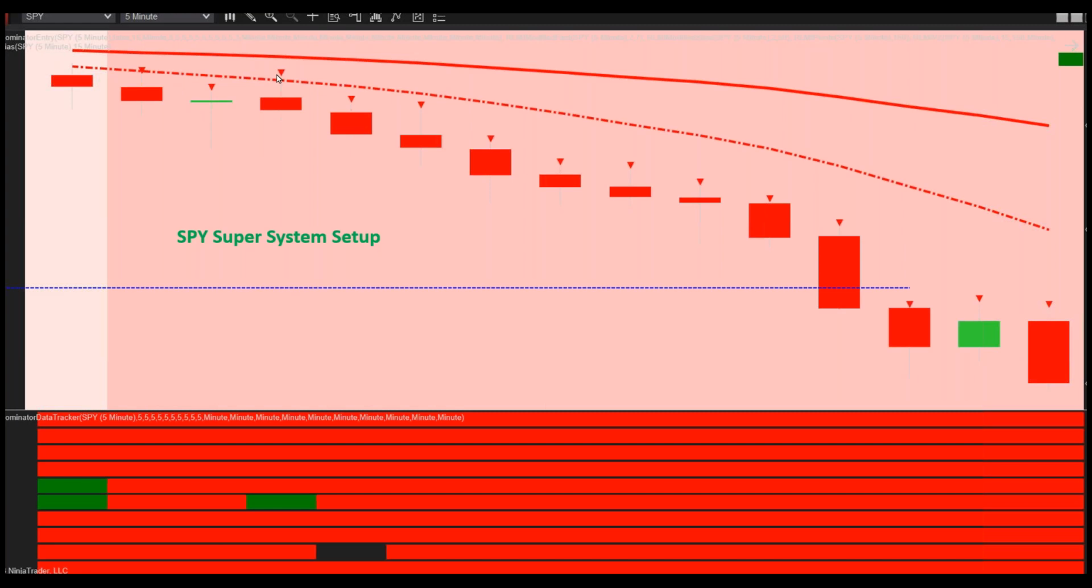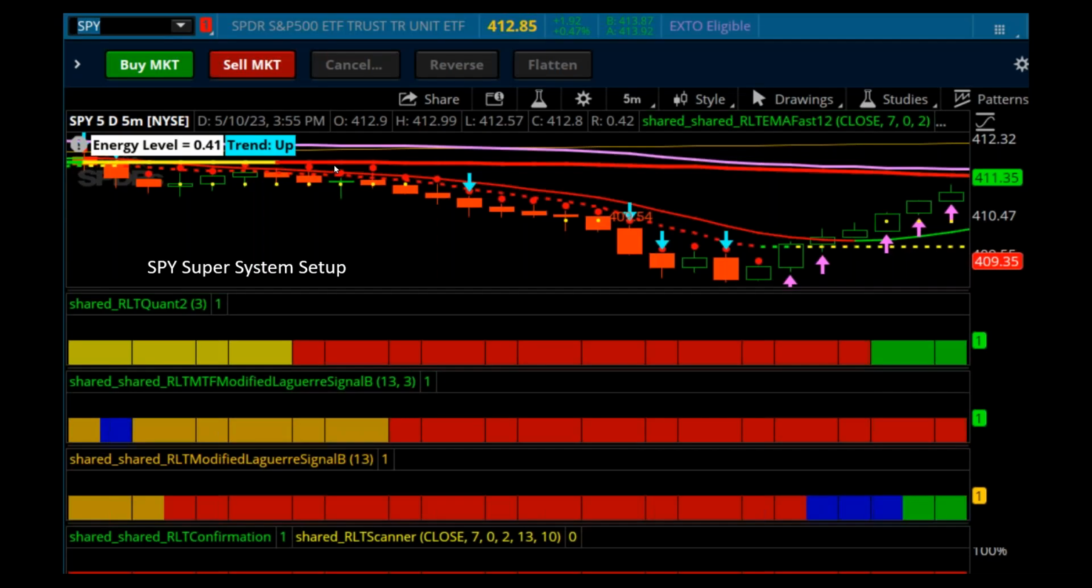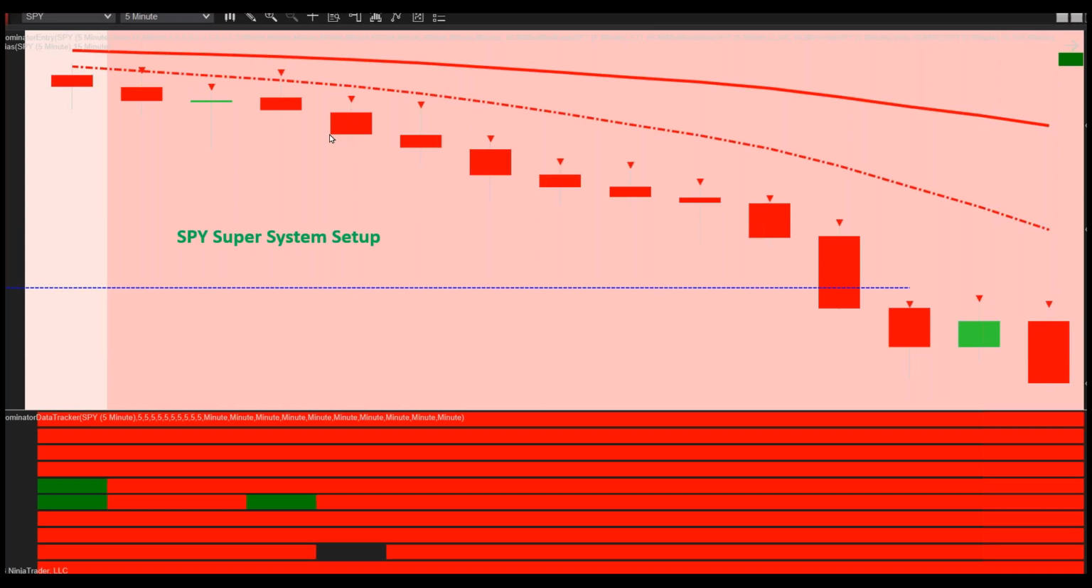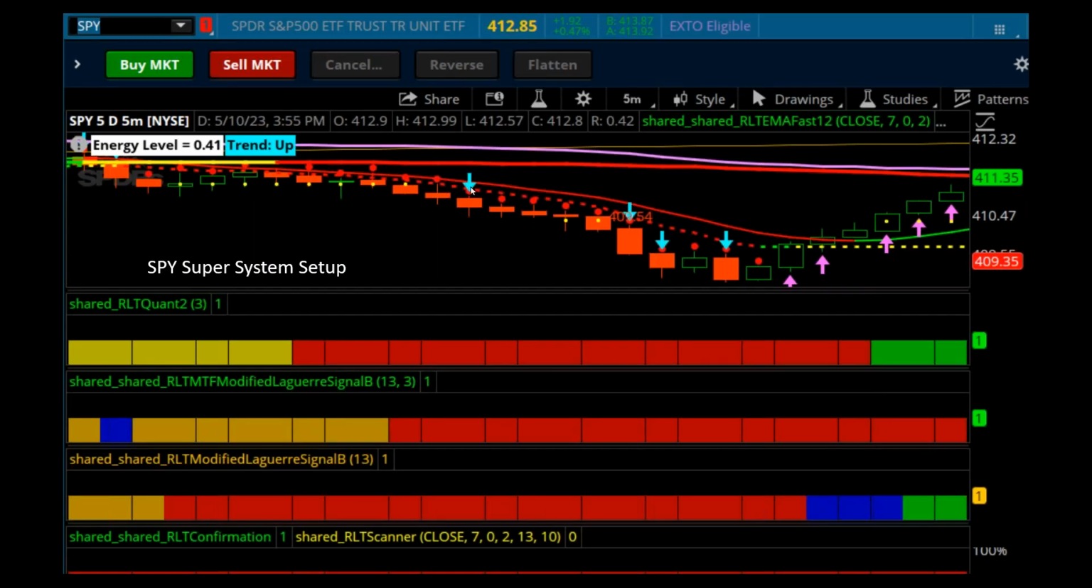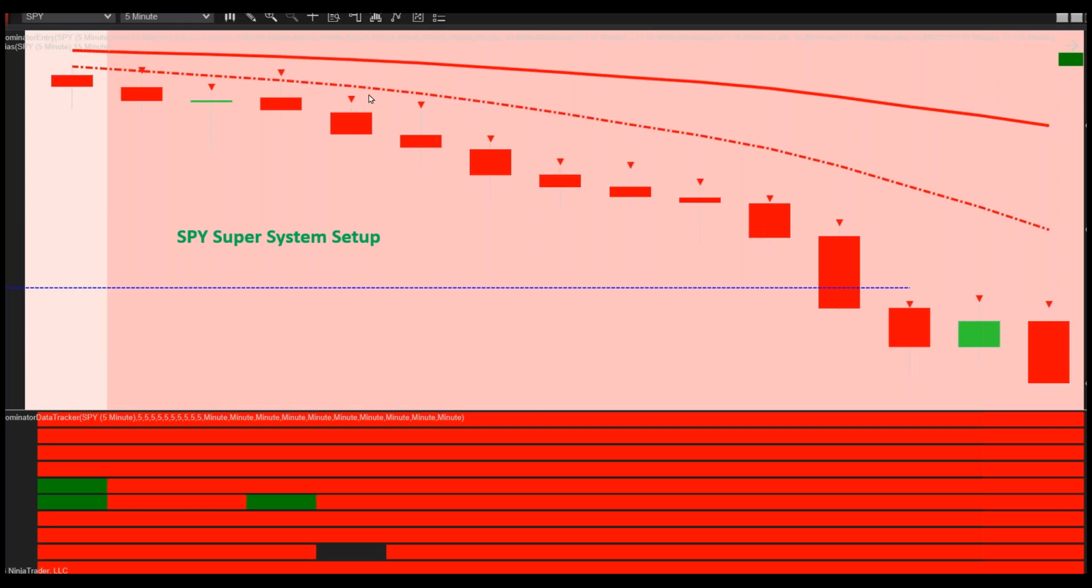So again, here is SPY on the dominator system. Here is SPY on the compass system. See how it's bearish, bearish. So once you've decided to get in, you can get in right here, or you can get in anywhere along here as the dominator system is red. This is the SPY super system. This is extremely high probability trade setups when these things align.